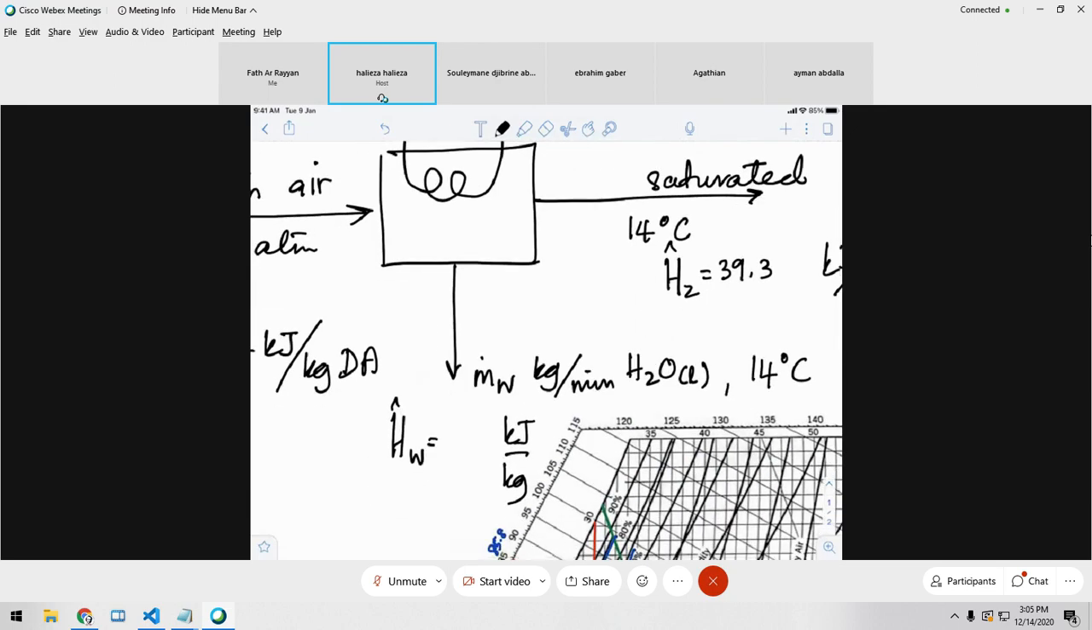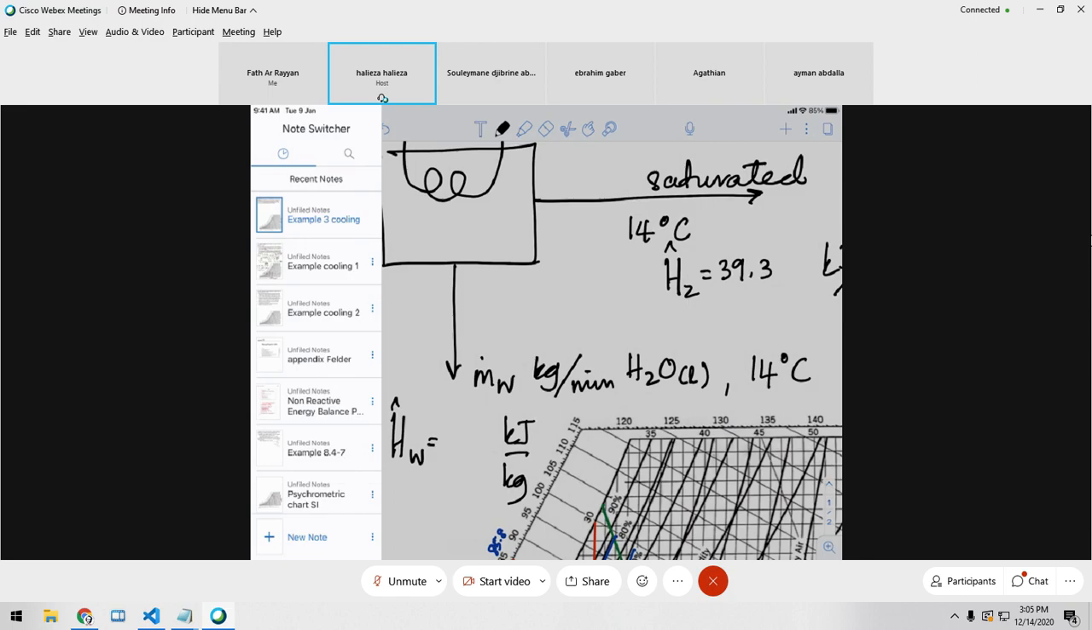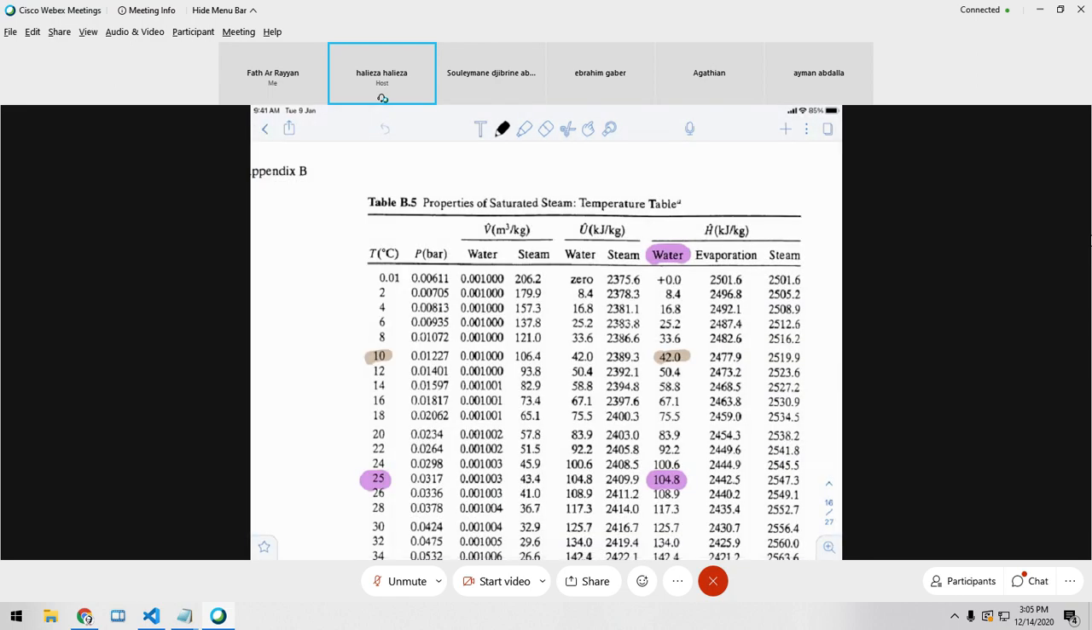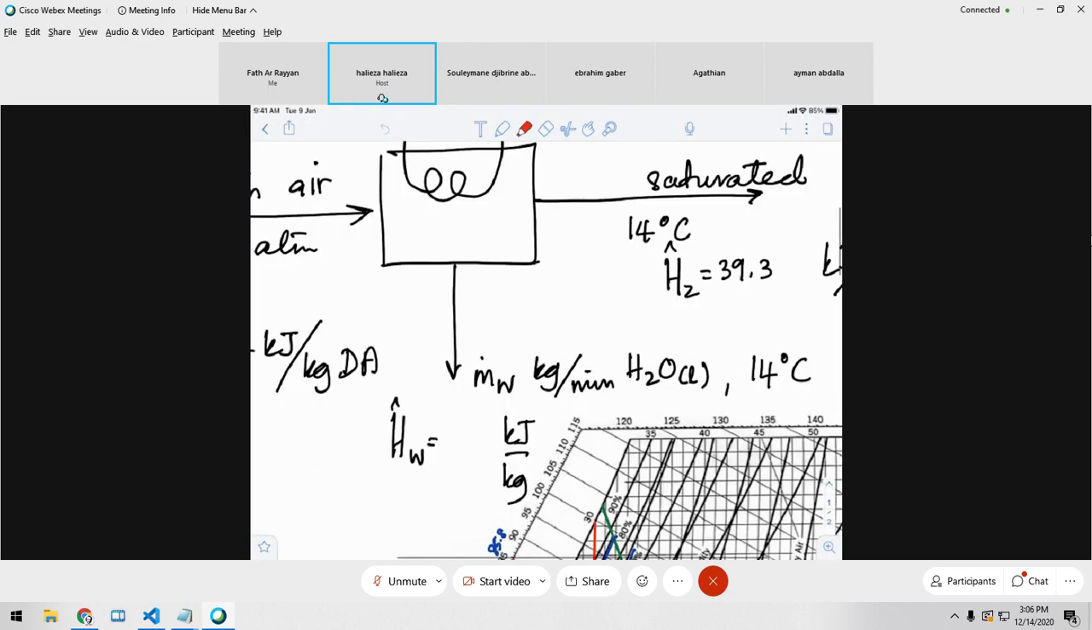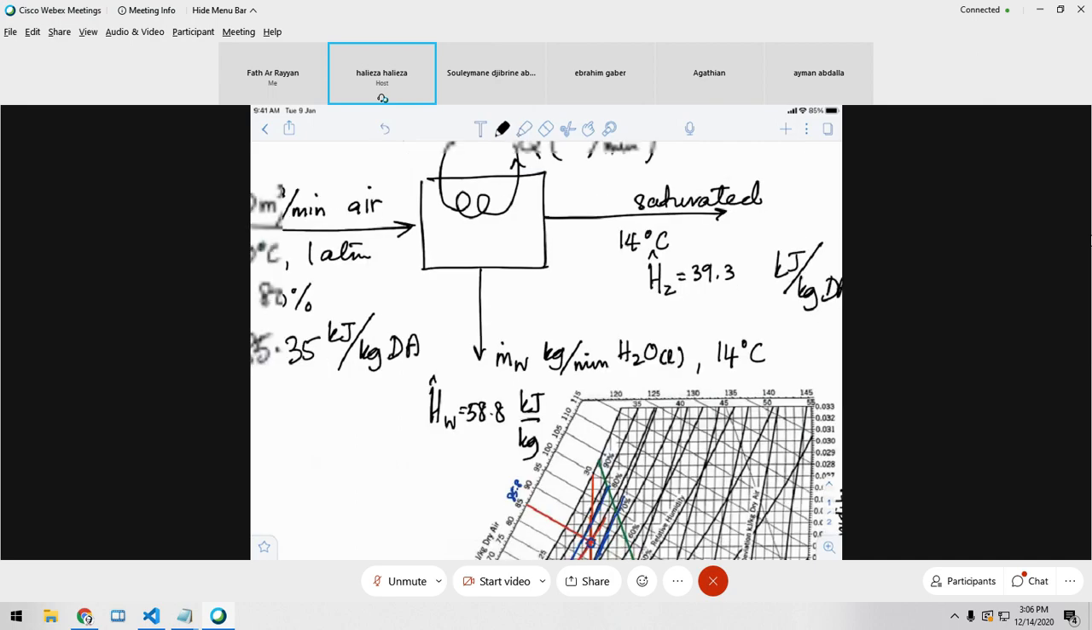And the enthalpy of your water, again, we're going to use the appendix from table B5. Our outlet temperature is 14. So where is 14? That's 14. So where is our enthalpy? 58.8. The enthalpy of liquid water at 14 degrees C is 58.8. So I'm going to use that value and write it down in our block diagram, 58.8. So everything is there, the enthalpy is there.